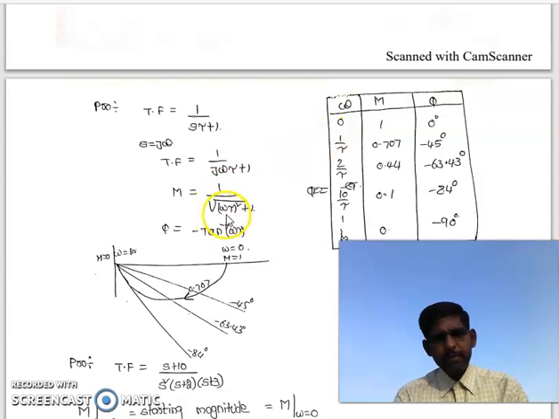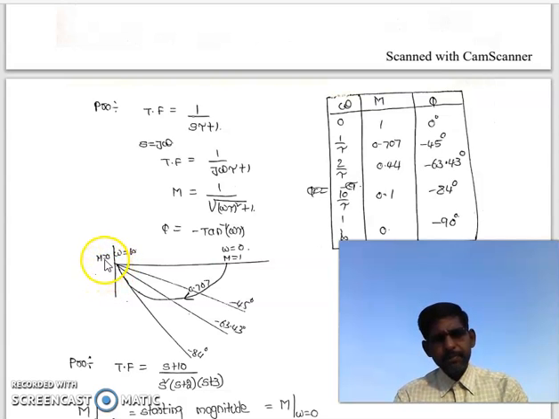If you substitute omega equal to 0, the magnitude is 1 and the phase angle is 0 degrees. If you substitute omega equal to 1 by tau, tau will get cancelled, and the magnitude will be 1 by root 2, that is 0.707. The phase angle is minus 45 degrees. For omega equal to 2 by tau, the magnitude is 0.44 and the phase angle is minus 63.43 degrees, and so on. If omega equal to infinity, the magnitude is 0 and the phase angle is minus 90 degrees.